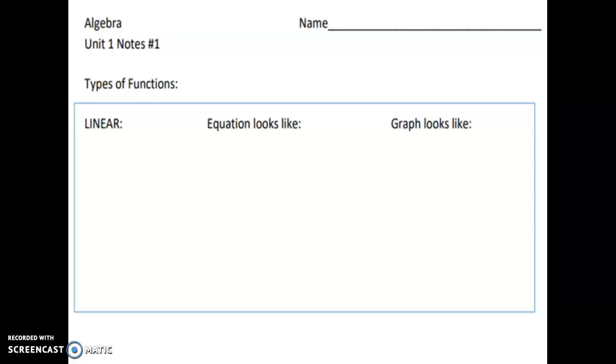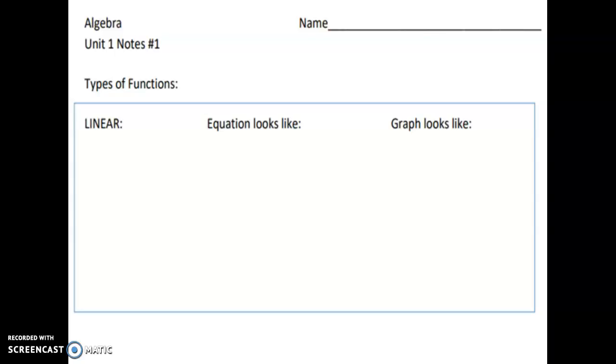All right, and welcome to the first set of notes for Algebra 1b. Here we go with just reviewing types of functions. So not always do we use the same type of function. Sometimes we'll use a linear, sometimes it'll be quadratic, sometimes it'll be exponential. So here's a real quick review of those three.